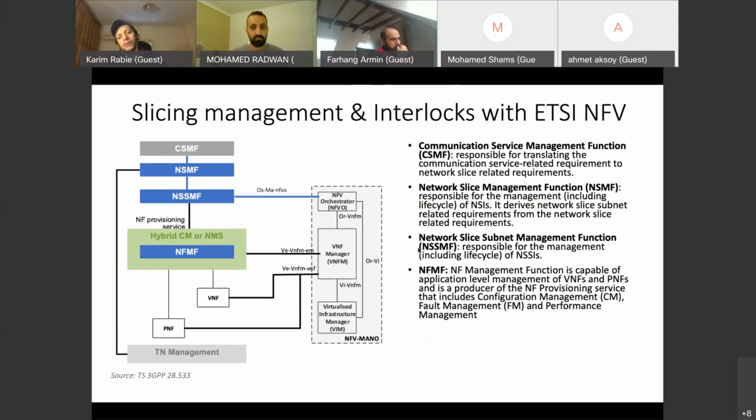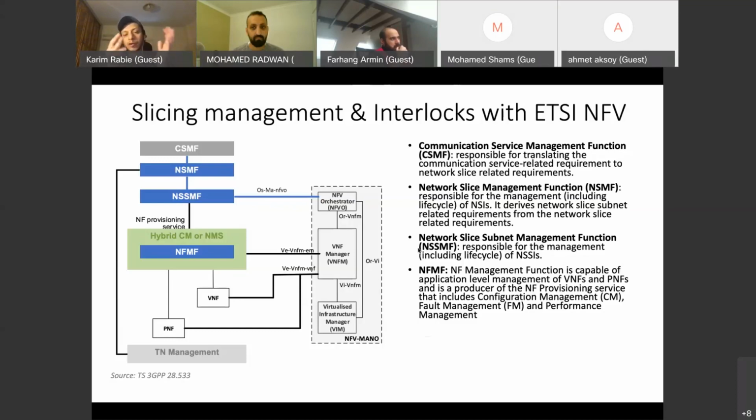Two answers, okay? One is technical, and one is coming from the organizational or maybe political side, okay? Technical: you can always configure the VNFs or PNFs directly, okay?